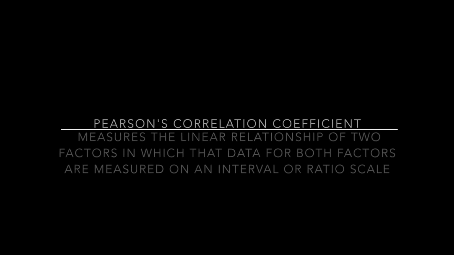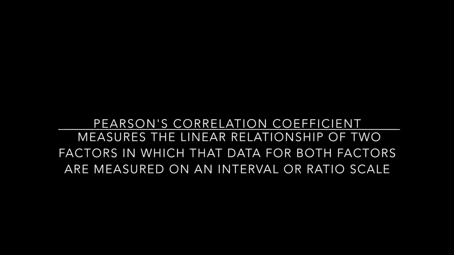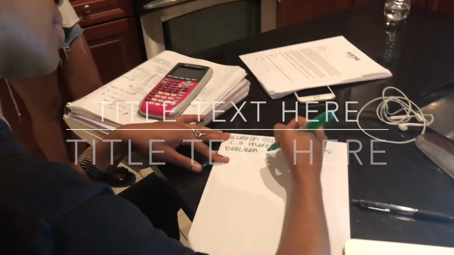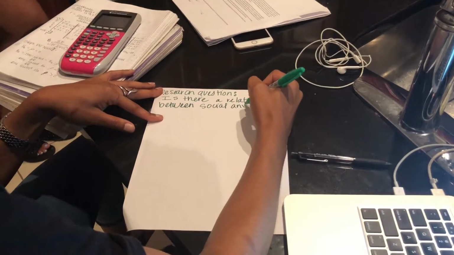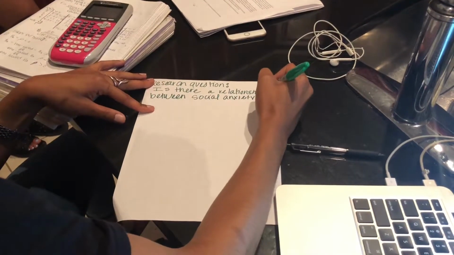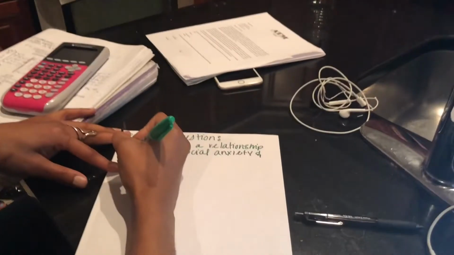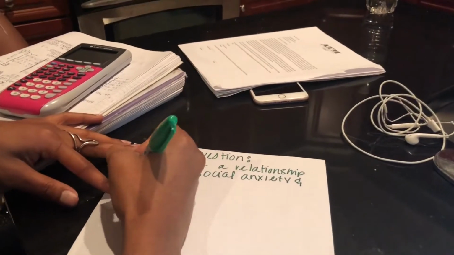Today, we are reviewing Pearson's correlation coefficient, which is also known as Pearson's R. Ultimately, this test shows the linear relationship of two factors on an interval or ratio scale. We're going to begin with my research question, which is: is there a relationship between social anxiety and self-esteem?